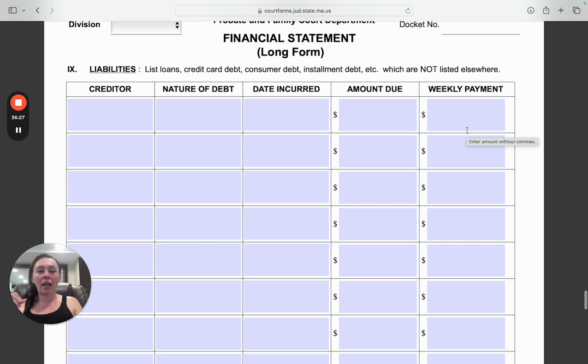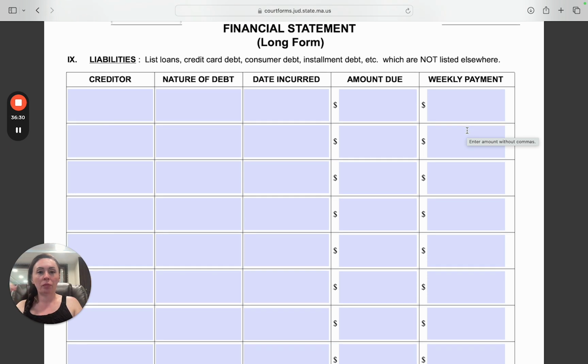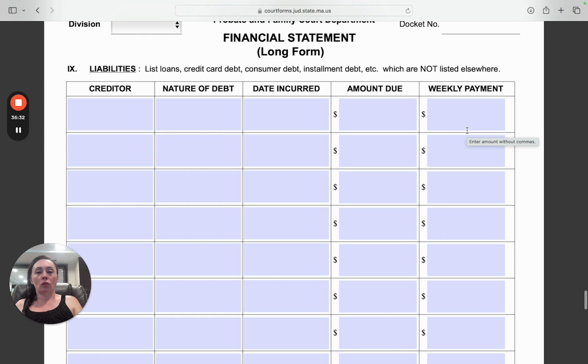Now, this is the liabilities section. You do not list mortgages in this section. Your car payment, your loan, does not get listed in this section. Even though it's a debt, those are listed in other sections on this long form. This section is primarily for credit cards, medical bills, personal loans. Maybe you owe money to friends or family.